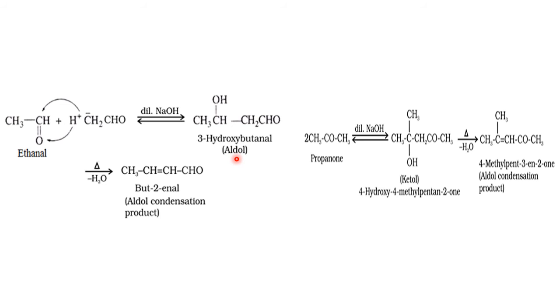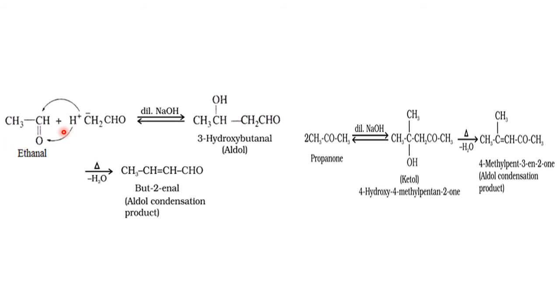Aldol is a general word, but as per IUPAC it is called 3-hydroxybutanal, using the 11th class knowledge. And this is highly unstable because it contains two groups, so it undergoes condensation, and after the elimination of a water molecule, converts into CH3, CH, double bond, CHCHO. An aldehyde containing a double bond is called enal: en for alkene, al for aldehyde. Which enal? This enal contains 4 carbon atoms, so 4 means the butane family. So it is called butenal. Butenal is the aldol condensation product of the two aldehydes.